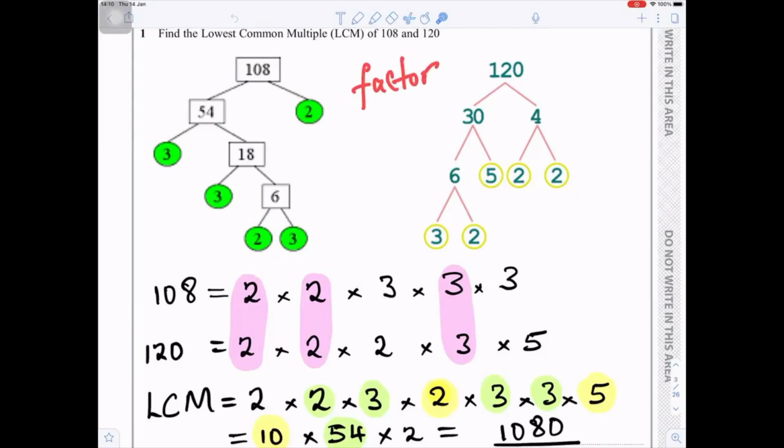A factor tree for 120. So 120 is the same as 30 times 4. And we can break down 30 as 6 times 5, where 5 is a prime number, and we can break 6 as 3 times 2. So we can write 120 as 2 times 2 times 2 times 3 times 5.